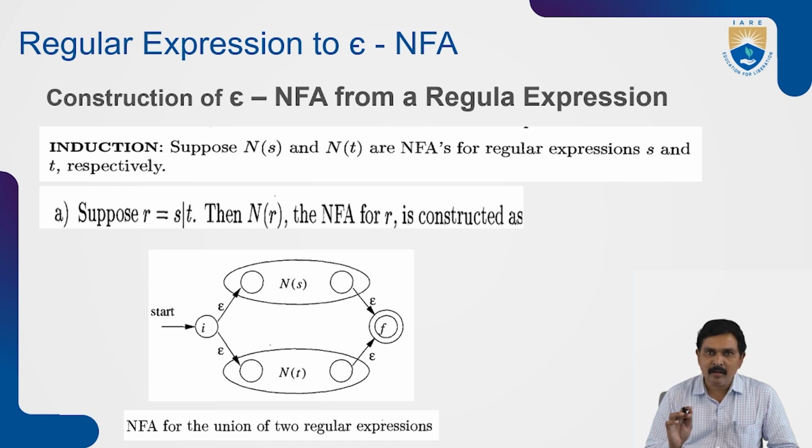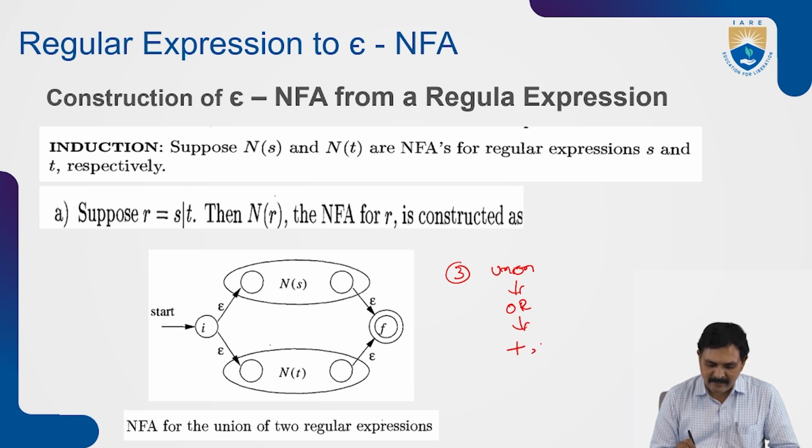Next, these are the two basic steps. For the remaining cases, we are assuming three cases. The first two cases are completed. I am writing the third case in this slide. You have taken the union. Earlier I said the union is also called the OR operator, and it can be represented by the symbol plus or slash. So we can make use of any one of the symbols, either plus or slash. In that case, the diagram is this kind of diagram.